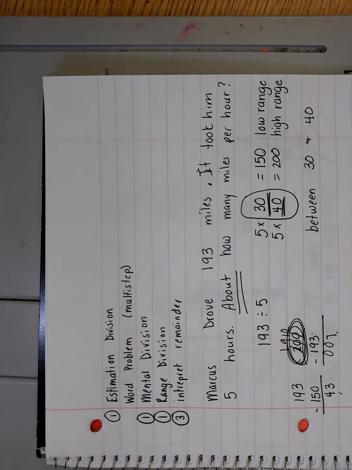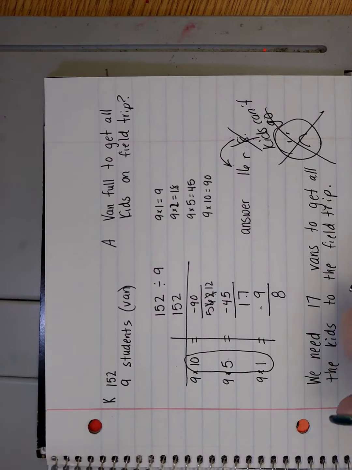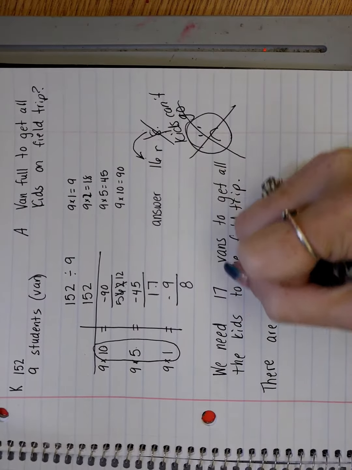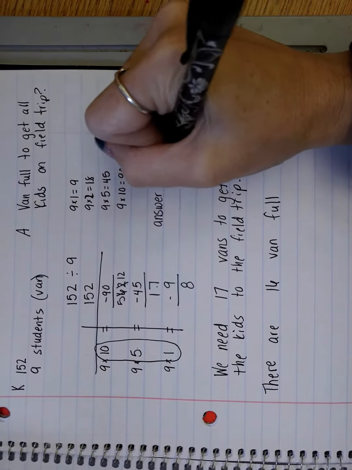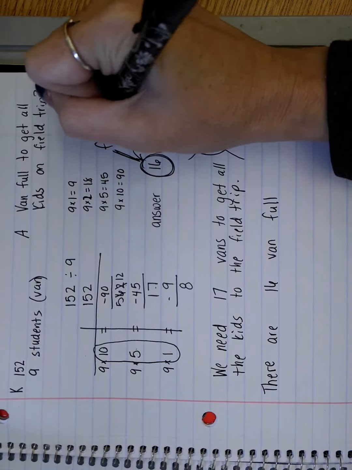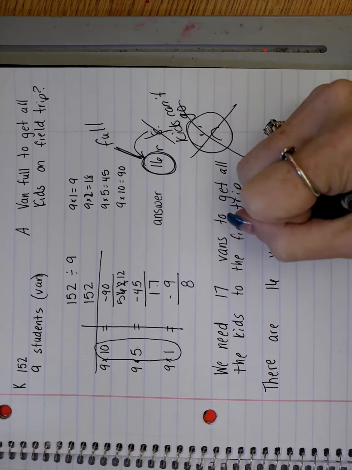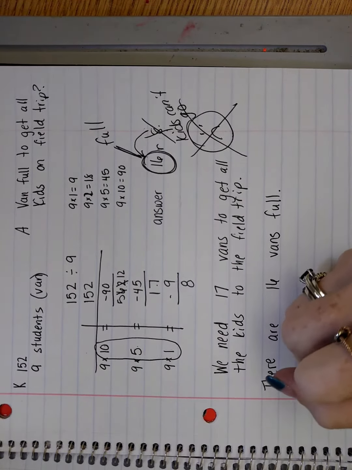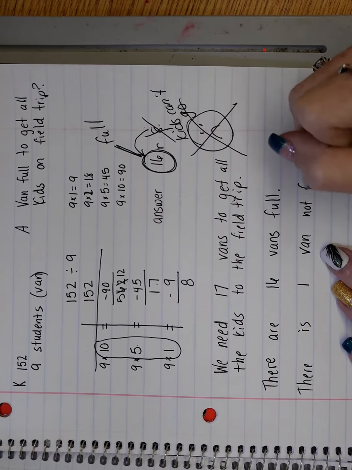Some of which you may just look and it may ask you, okay, how many are full? And when they say how many vans are full, I would say 16. So there are 16 vans full because the quotient tells you how many are full. The remainder tells you how many are not full. If they wanted to say how many vans weren't full, there is 1 van not full.